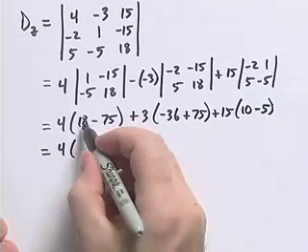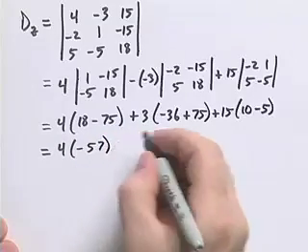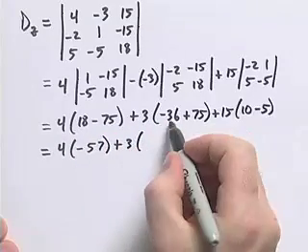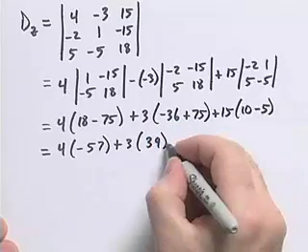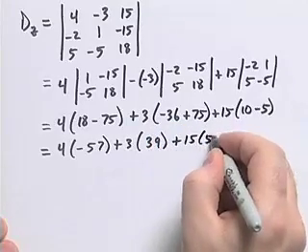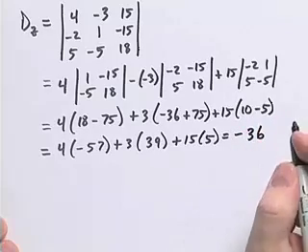Gives us 4 times, now 18 minus 75, it's going to be negative 57, plus 3 times, negative 36 plus 75 will be 39, and then plus 15 times 5. Evaluate that out, we'll get negative 36.